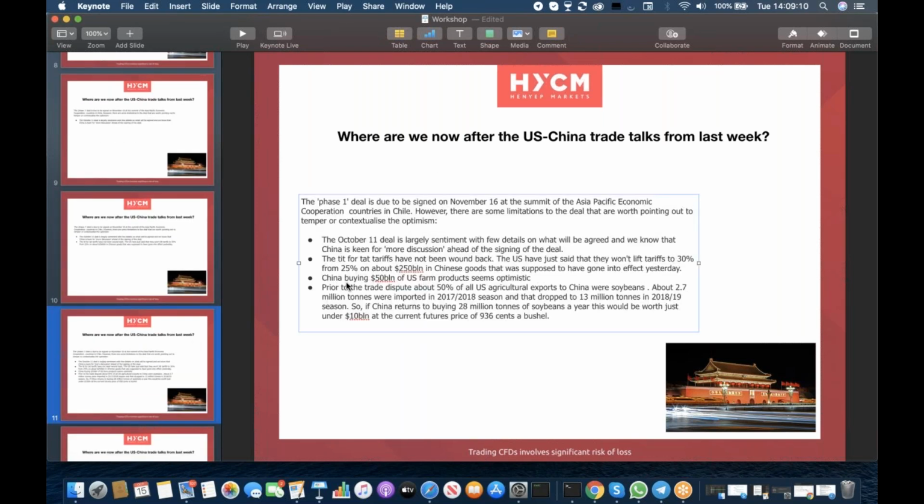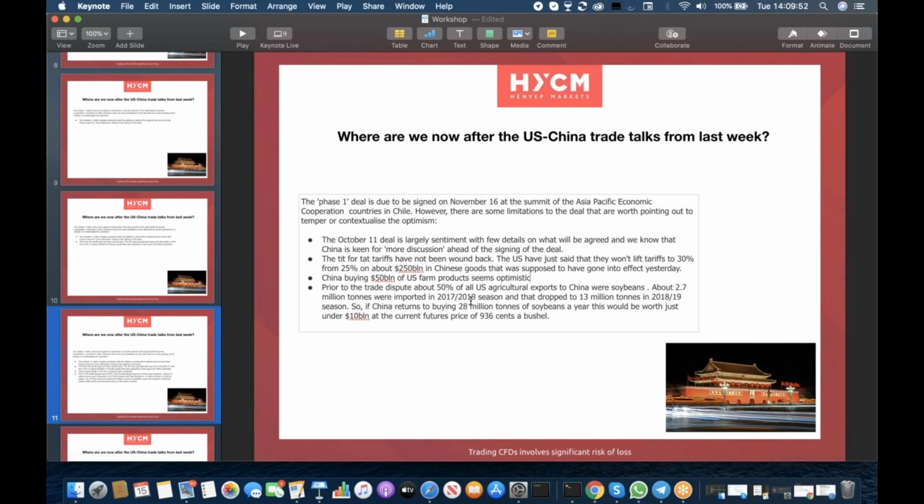Now, China is meant to be agreeing to buy between $40 and $50 billion worth of US farm products. Now, that seems really quite optimistic. Okay, this is one of the concerns. I was reading an article yesterday on Bloomberg, and they were making the point that actually that's going to be very hard for China to hit those levels of US agricultural products. And they made the point because a lot of soybeans are imported by China from the US.